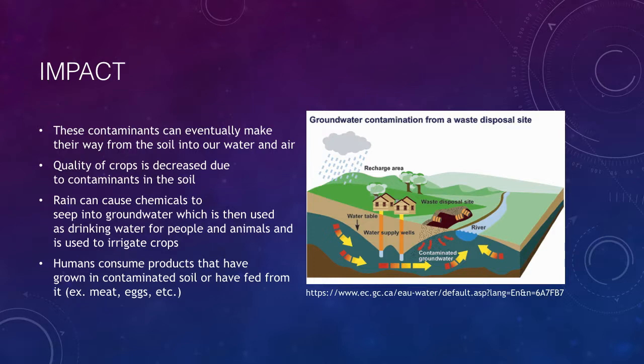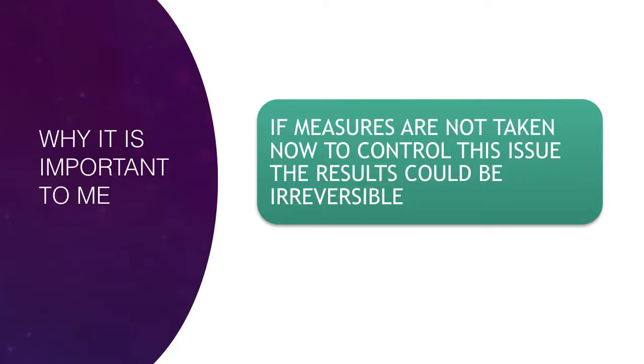Ultimately, the livestock supply us with meat, eggs, milk, and cheese that has now been affected by the chemicals and can cause serious health problems for all consumers. This brings us to the point where humans then consume these products that have either grown in contaminated soil or fed off of it. This is important to me because if better measures aren't taken now to control and regulate the long-term effects of humans being exposed to soil contaminants, then the results will be irreversible.